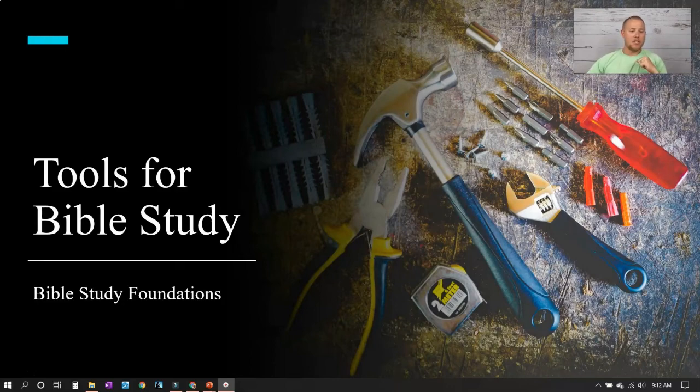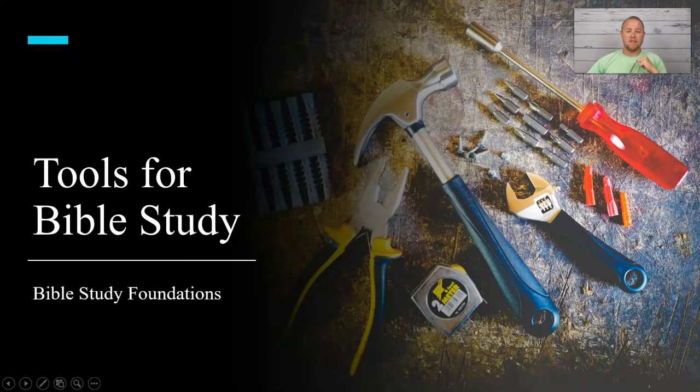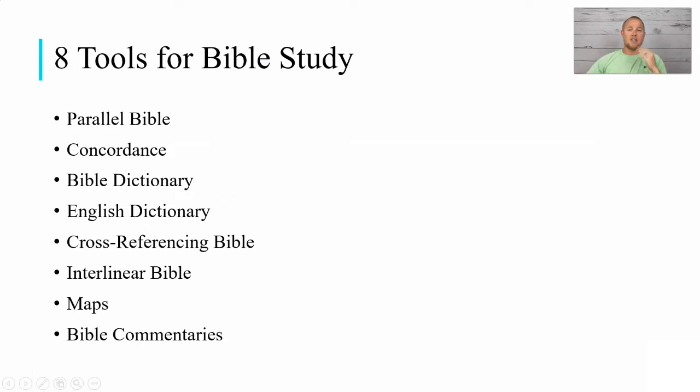Tools for Bible study here in our Bible Study Foundation course. Here are the 8 tools that we're going to be covering in today's teaching. We're talking about a parallel Bible, a concordance, a Bible dictionary, an English dictionary, a cross-referencing Bible, interlinear Bible, maps, and Bible commentaries. And just like the last study, if that sounds like a lot of gibberish, don't worry. I'm going to break these down so that you have a good knowledge of what each of these are and how you can use them to go deeper in your studying of God's Word.